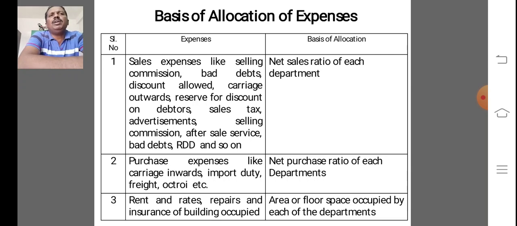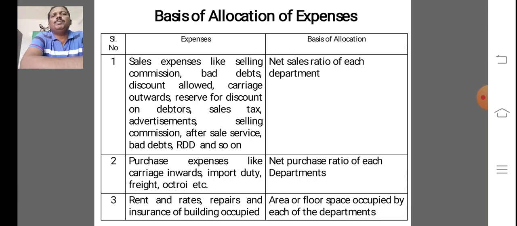When the breakup of incomes for each department is not available, they must be apportioned to each department on a suitable basis. The following table gives a basis for apportioning incomes among the various departments. Discount received, that is the ratio of net purchases of each department. Commission earned on sales, that is ratio of net sales of each department. Net sales is equal to gross sales minus sales returns. And reserve for discount on creditors, ratio of net purchases of each department.